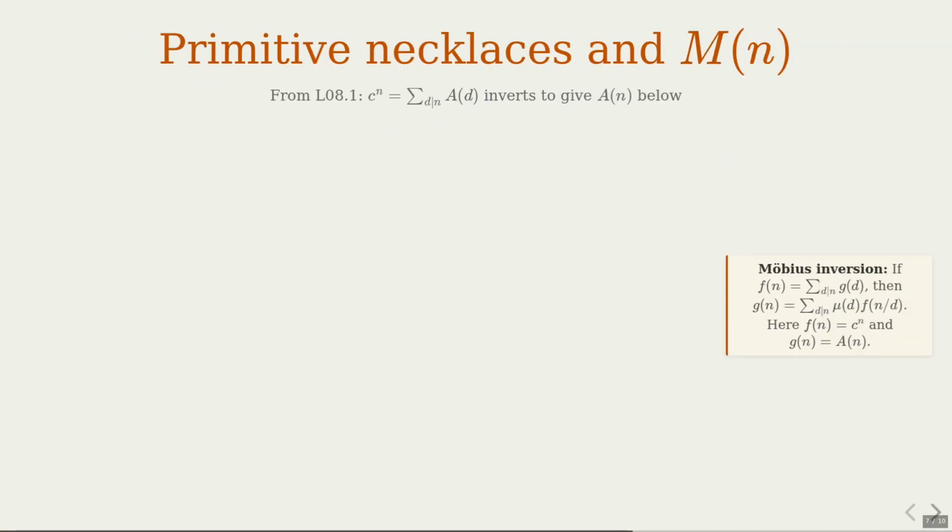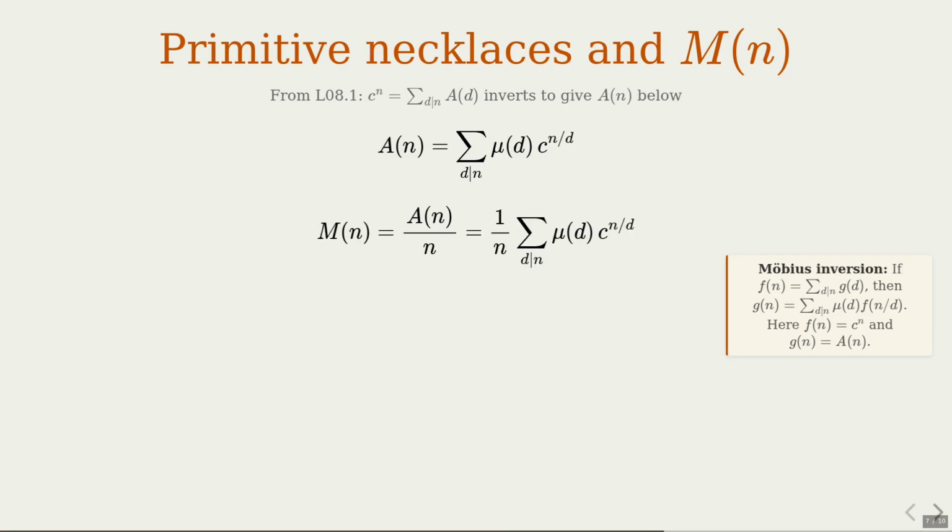Next, we focus on primitive necklaces, whose patterns do not repeat before a full turn around the circle. From our previous work with linear strings, A of n counts primitive linear strings of length n via a Möbius inversion formula. Each primitive necklace corresponds to n linear primitive strings, one for each rotation. So we divide A of n by n to get m of n.